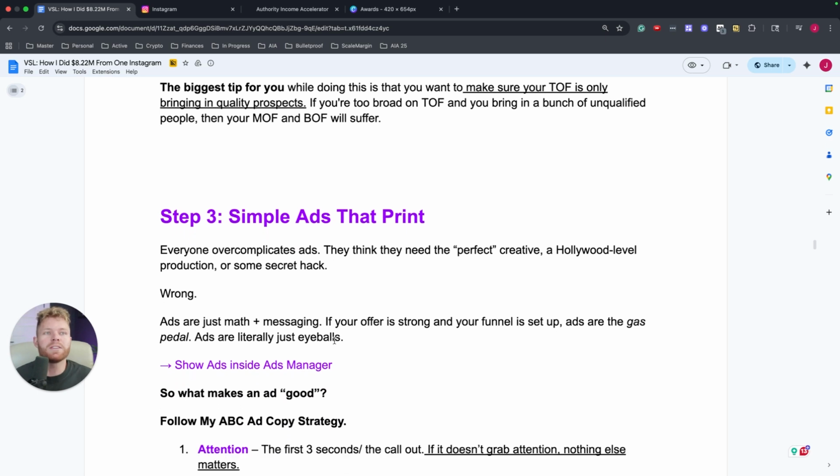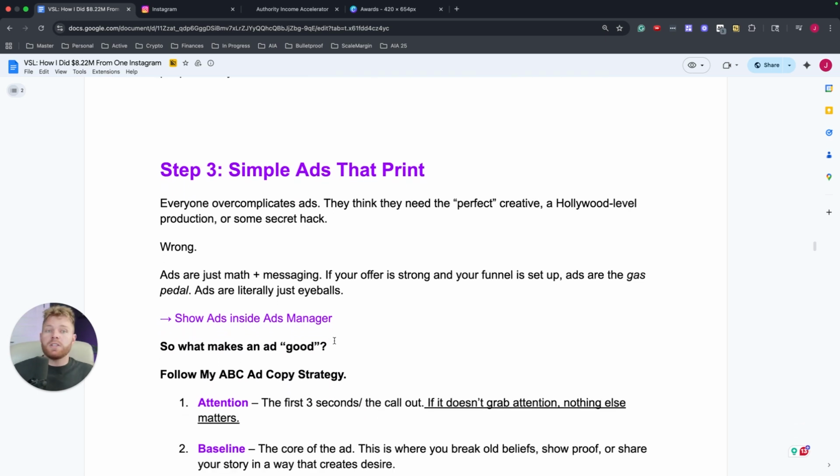So step 3 is simple ads that print. Here's the honest truth. Everybody overcomplicates ads. They think they need the perfect creative, Hollywood level production, or some secret hack that only the top 1% of media buyers know. And I put media buyers in quotations because anyone that can watch a course on ads can be considered a media buyer nowadays. That's wrong. Ads are just math plus messaging. If your offer is strong and your funnel is set up, ads are the gas pedal.